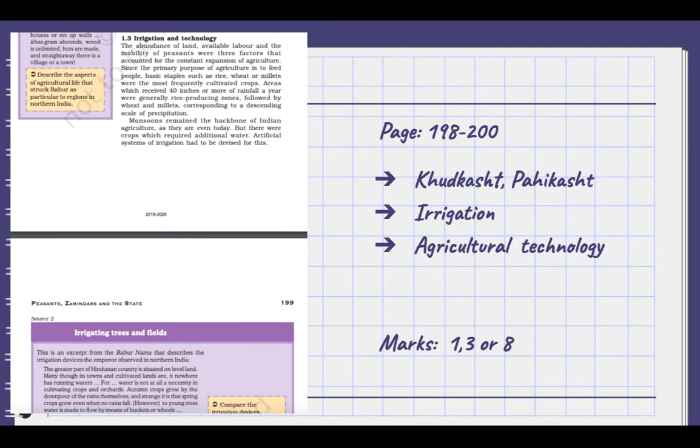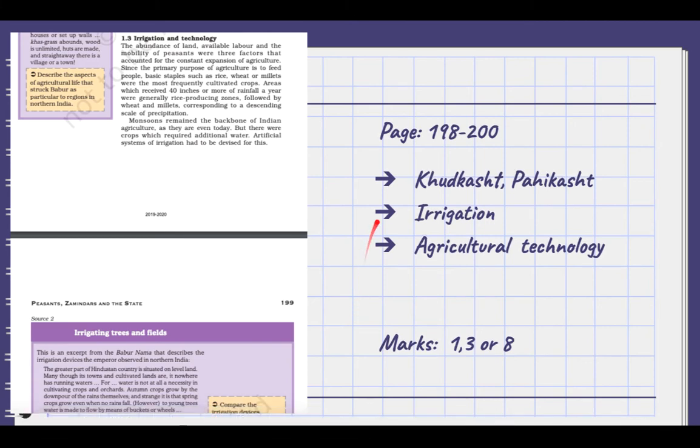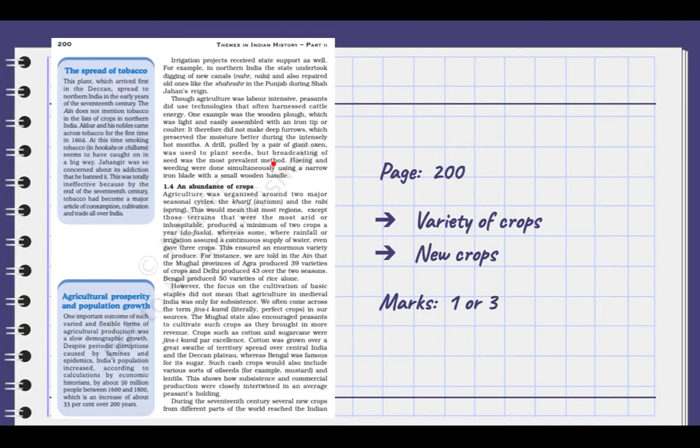On pages 198 to 200, there are a lot of concepts which are being covered, starting from the kind of peasants that we have, especially khudkasht and pahikasht. Then we talk about irrigation and agricultural technology. So you can get questions for 1, 3 or 8 markers from this section. A lot of big and small concepts here. So study this part very, very carefully.